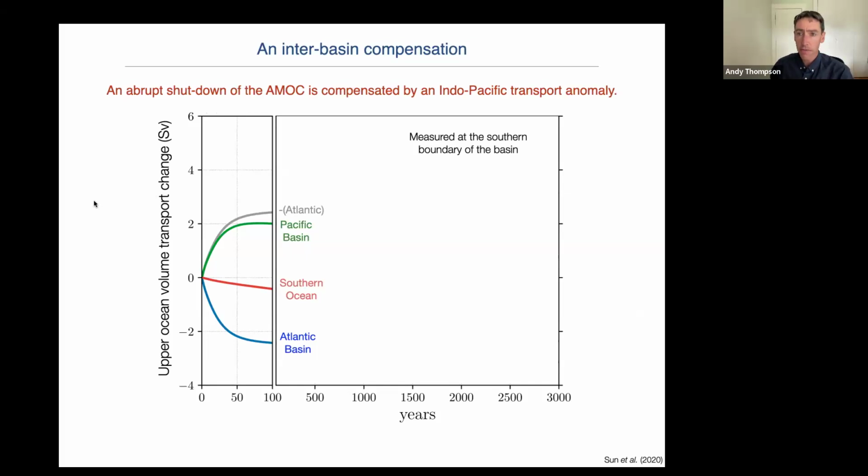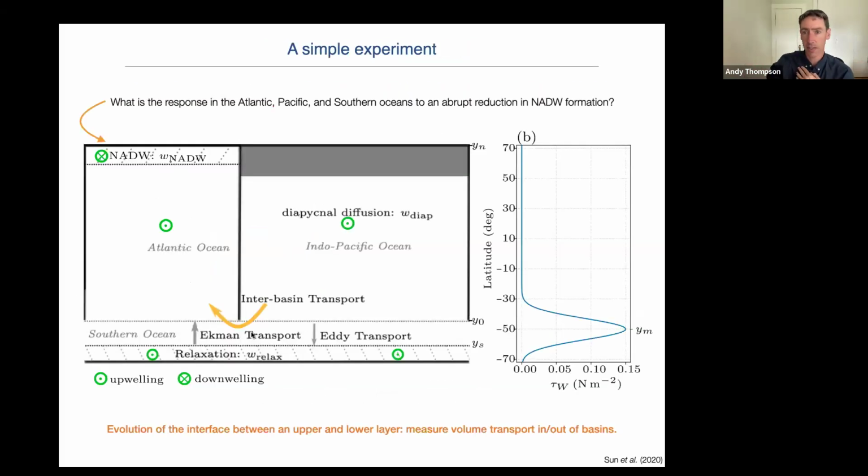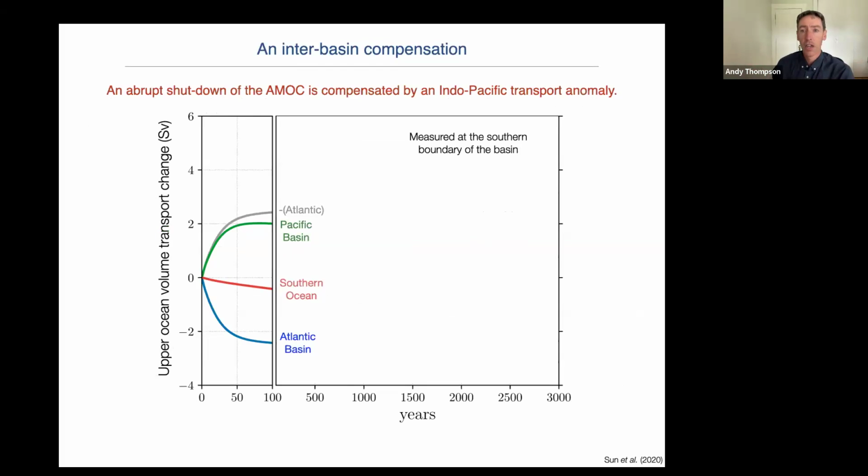So what I'm plotting here is the first response to that perturbation. Again, what I'm measuring here is the volume transport across the southern boundary of these basins, in this case across this dotted line. You can see after the perturbation that there is a reduction in the volume transport leaving the Atlantic Basin, and the negative sign here implies a weakening of the AMOC. Interestingly, following this perturbation, the change in Southern Ocean volume transport is relatively weak. So there's not a strong response in the Southern Ocean.